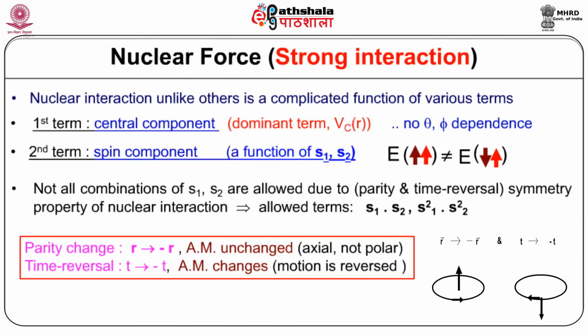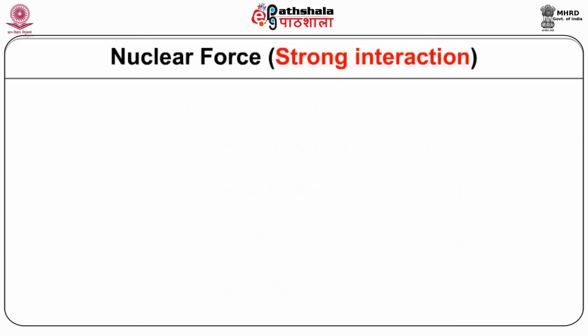Now, parity change: what is the meaning of parity change? That is, when r is changed to minus r, angular momentum is unchanged. Time reversal symmetry means that when t is changed to minus t, angular momentum changes. That is, the motion is reversed. We are discussing the various components in nuclear force, or nuclear interaction.